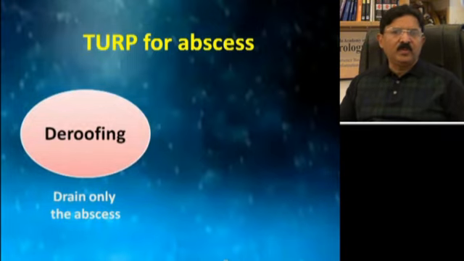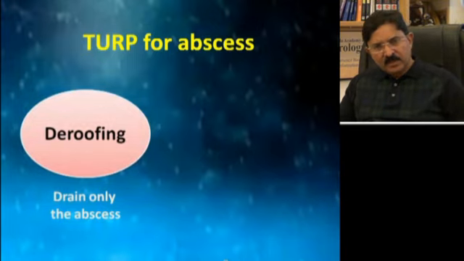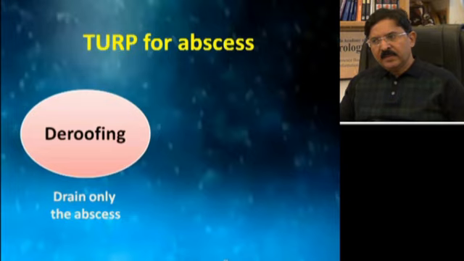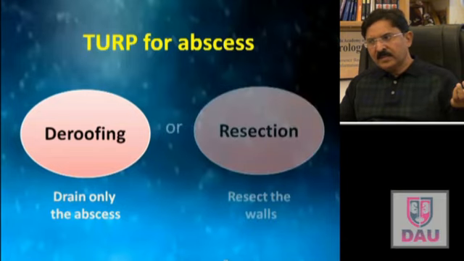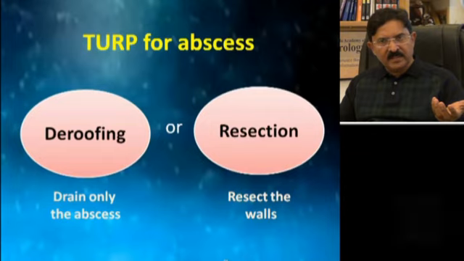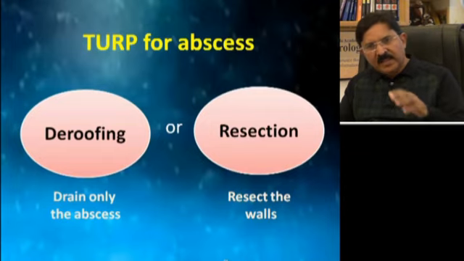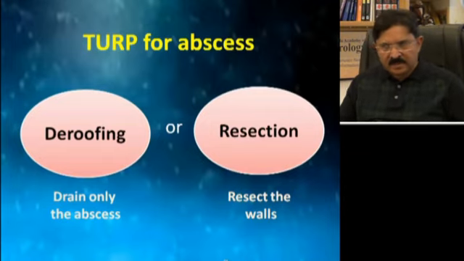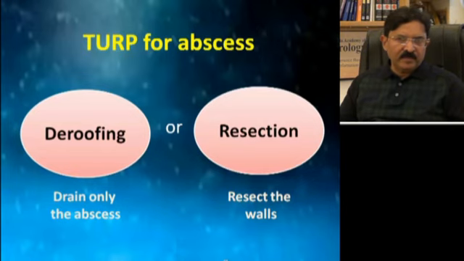When you are actually going to do the transurethral resection procedure, you may do what is called deroofing. The meaning is that you drain only the abscess, or else you can not only remove the pus part in the cavity, but you can actually resect the walls of the abscess. And that's the meaning of resection. So you can either do a deroofing procedure or you can do a resection procedure.